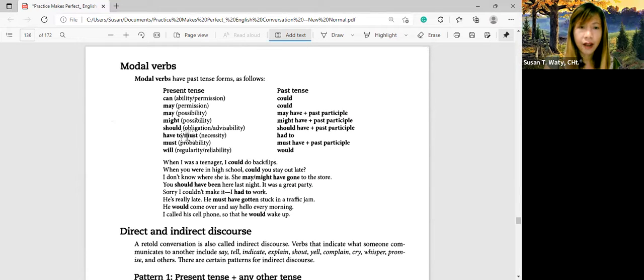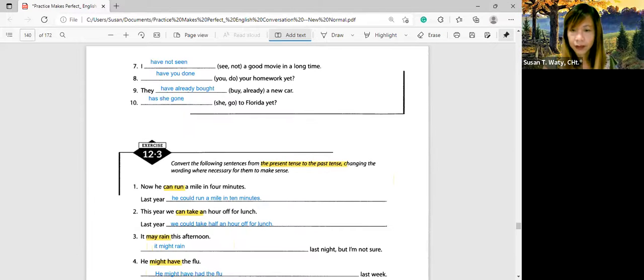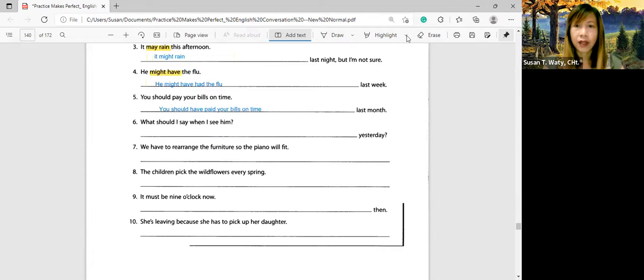Okay, guys, check it out. Should is also showing obligation or advisability. Past tense turns into should have plus past participle. That's what the answer is, just like what Linda said. Let's continue with number, let me highlight this. Should be, should say.